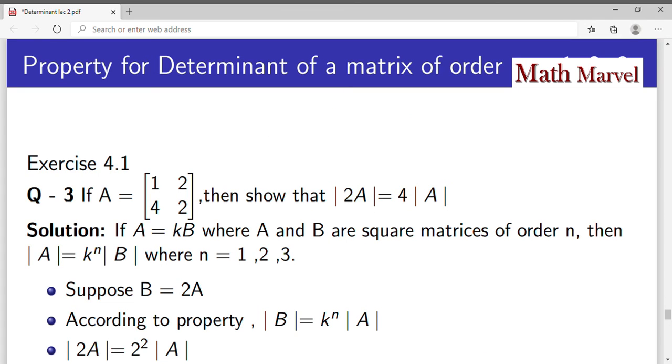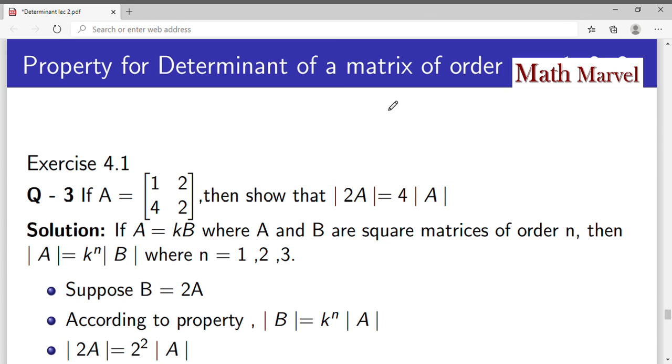Now using the same property, we will discuss more examples. This is from exercise number 4.1, question number 3. If A equals 1, 2, 4, 2, then show that the determinant of 2A is equal to 4 times the determinant of A. Now, one can solve this example using two methods.